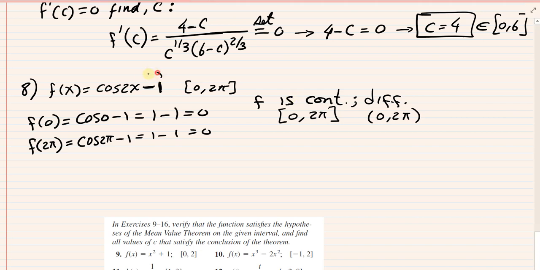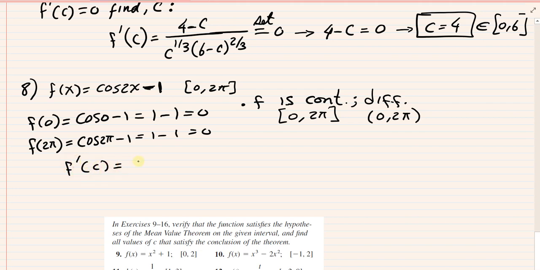And you can also argue that f of x, cosine 2x minus 1, is just a cosine that is shifted down 1 unit, so it doesn't affect the continuity. Or you can also argue that you have a difference of two continuous functions that would be continuous, however we say it. So it meets the hypothesis of Rolle's Theorem. It satisfies it. And now we need to find f prime at c.